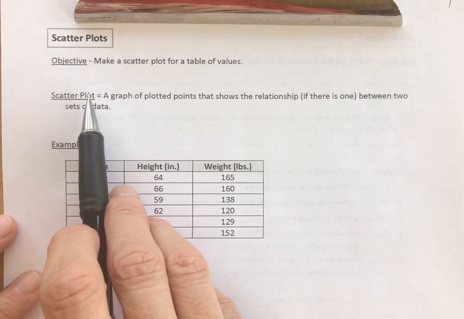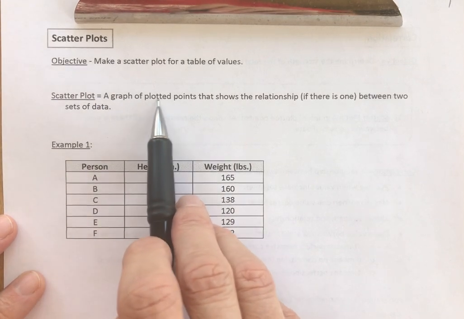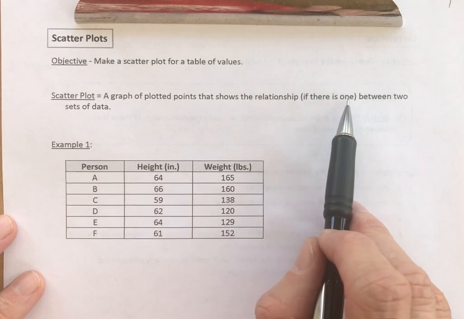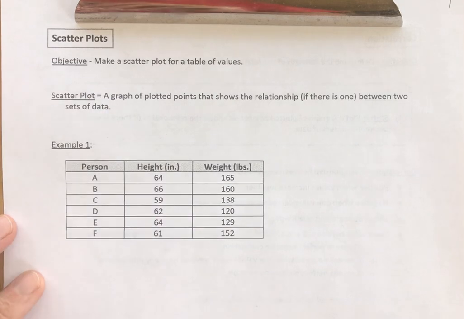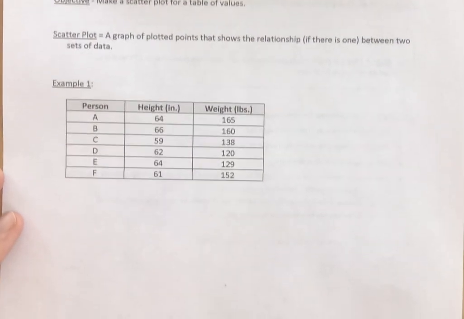So first things first, what is a scatter plot? A scatter plot is simply a graph of plotted points that shows the relationship, if there is one, between two sets of data. Okay, let's take a look at an example.